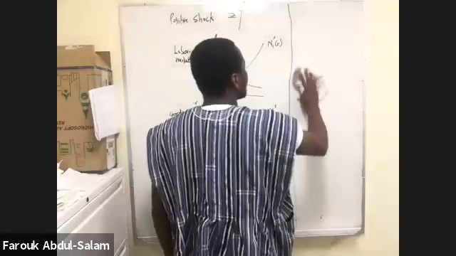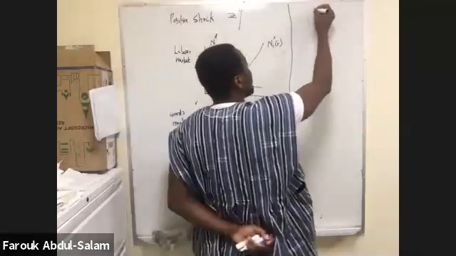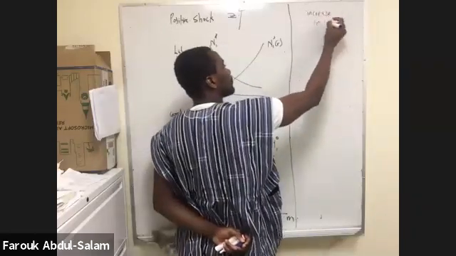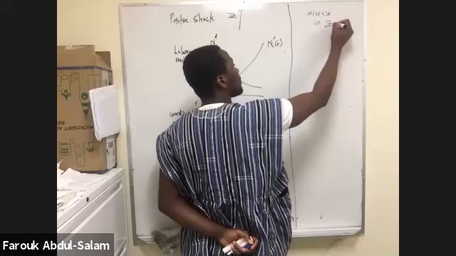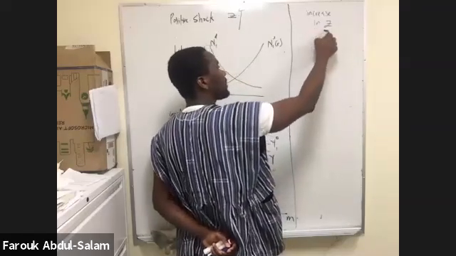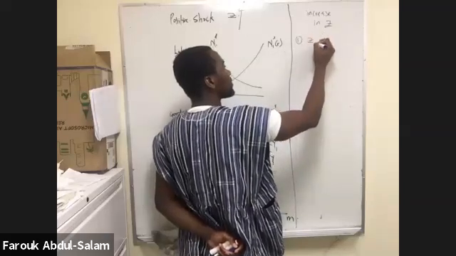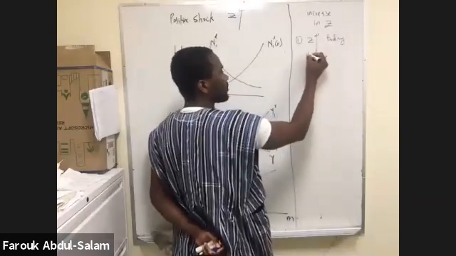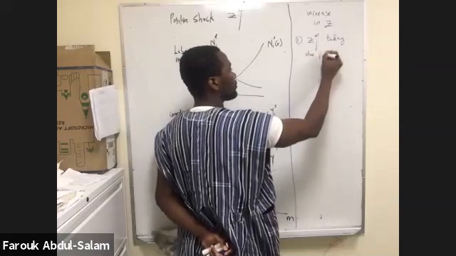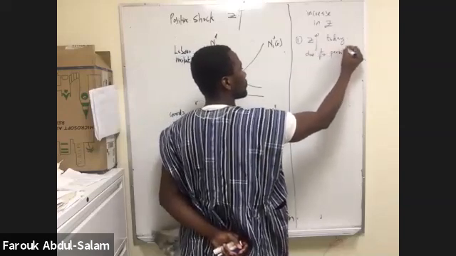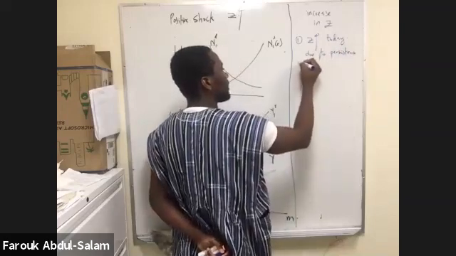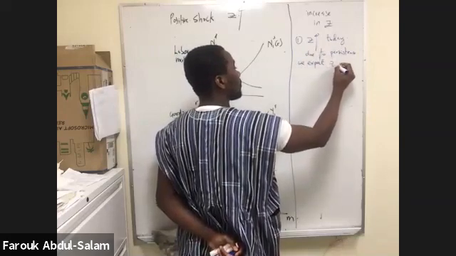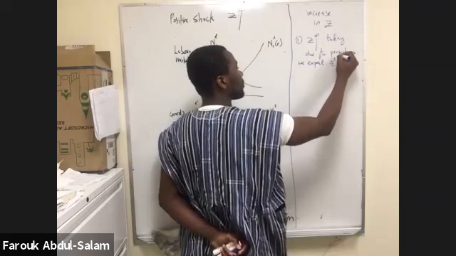So I'll start by looking at the effect, which is an increase in Z. Osama, can you guys see from there? Yeah, I can see perfectly. Okay, so increase in Z. The first effect from the increase in Z is that when Z increases today, due to persistence, we expect Z for period 2, which is Z prime, to also go up.